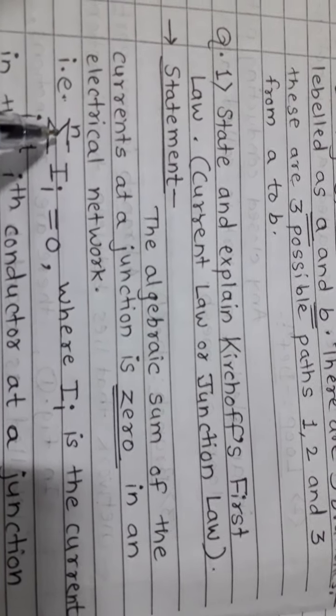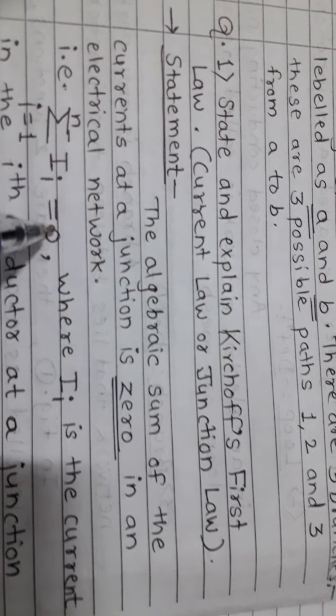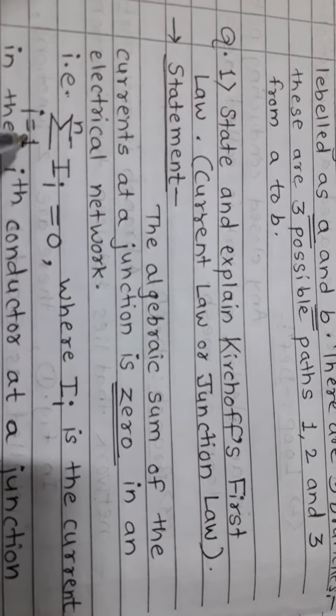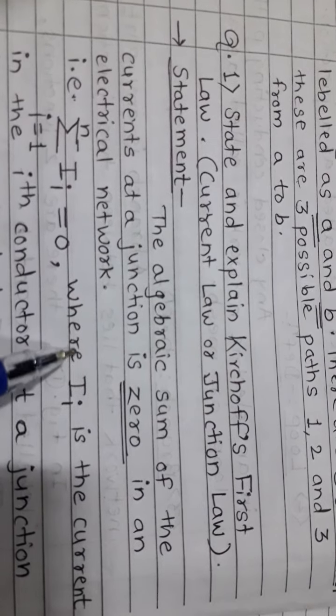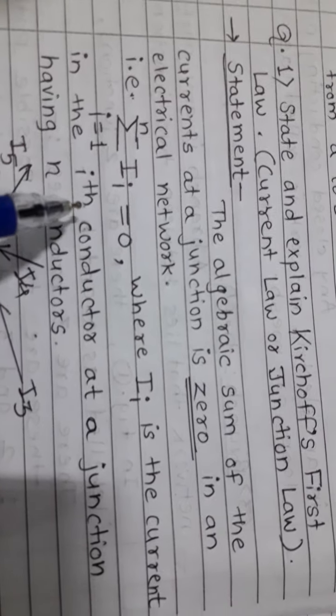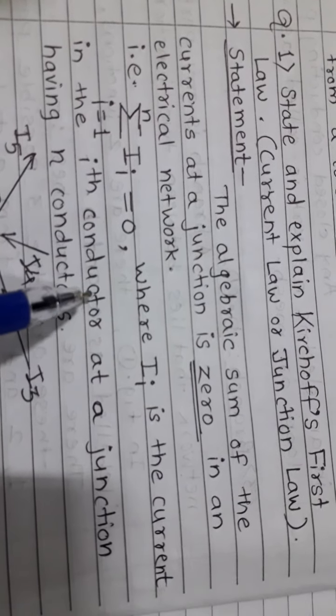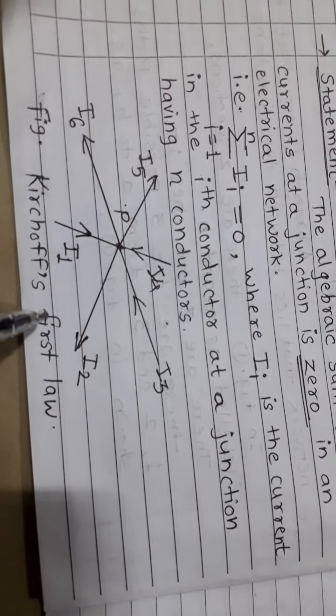That is, summation over capital I of small i is equal to 0, from i is equal to 1 to small n, where small i of i is the current in the ith conductor at a junction having n number of conductors. See here Kirchhoff's first law.